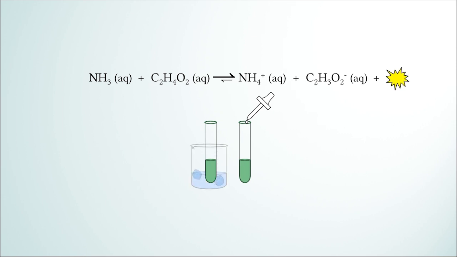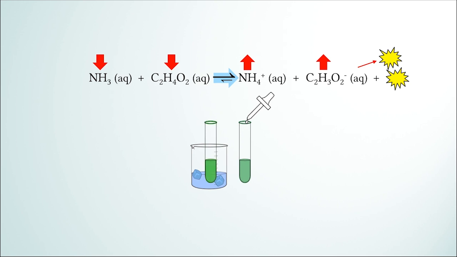When you put one test tube in ice water, you were lowering its temperature. That's like removing a product from the reaction. Therefore, the reaction shifted toward the product side of the reaction to relieve that stress, making more products and using up more reactants. The color of the solution turned greener.